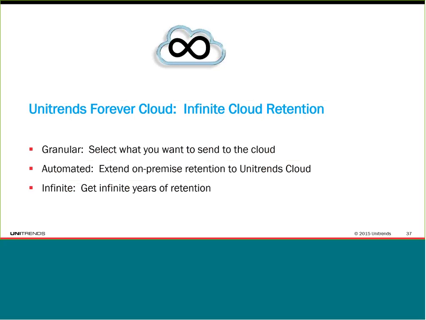It's very easy to automate so that unlike using tapes and having to manually put tapes, you can automate this so that your backup copies are going to an external location very easily.